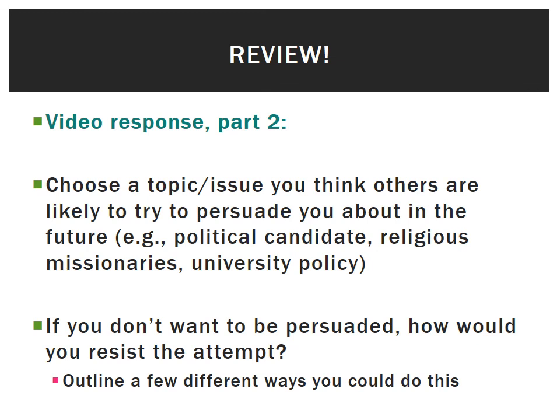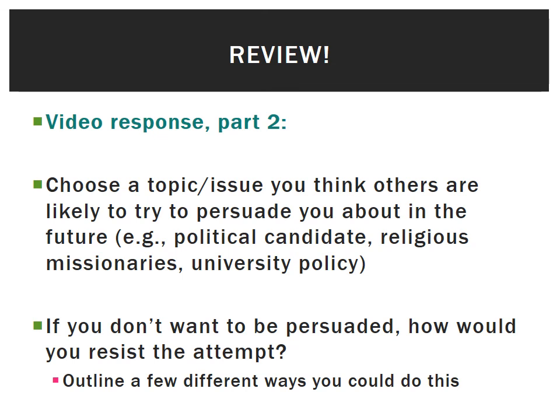All right, so here is the prompt. You can write this on the same document as your video response part 1. For this, I want you to choose a topic or an issue that you think other people are likely to try to persuade you about in the future. For example, a political candidate, a religious missionary who has come to your door, or some university policy that is going to be implemented. If you don't want to be persuaded about whatever the topic or issue is, how would you resist the attempt? Outline a few different ways you could do this.